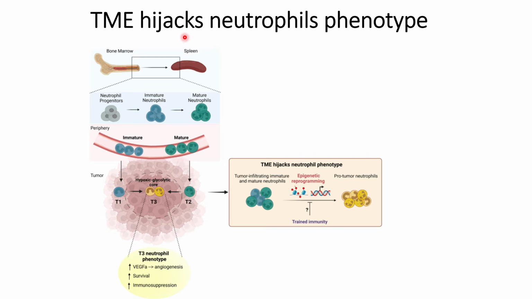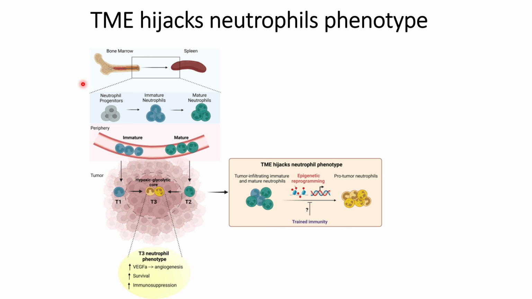In this video, we will discuss how the TME, that is the tumor microenvironment, hijacks the neutrophil phenotype. This has been reported by many papers, and we will discuss one of the figures of a review paper. Here, they mention that when these neutrophils reach the tumors, epigenetic changes occur that turn them into pro-tumorigenic phenotypes.